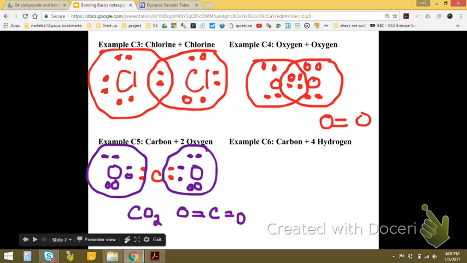And finally, we have CH4. So starting with carbon, each hydrogen that it bonds with supplies 1 electron to the configuration. So if we finish out, we've got 1 hydrogen here, 1 hydrogen here, 1 hydrogen here, and 1 here.